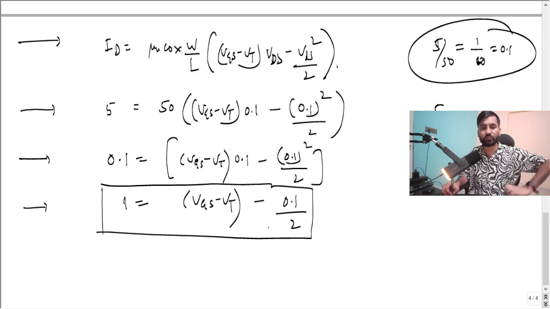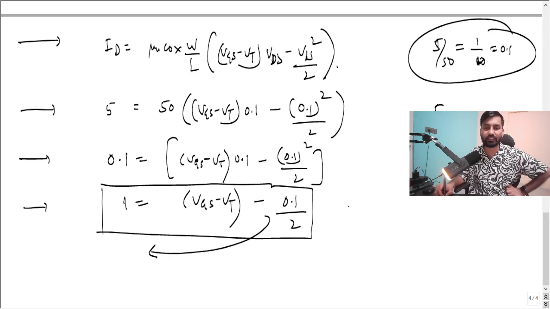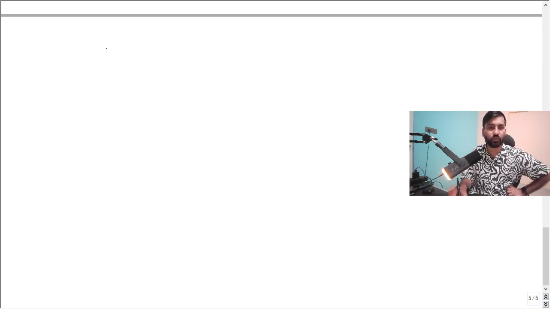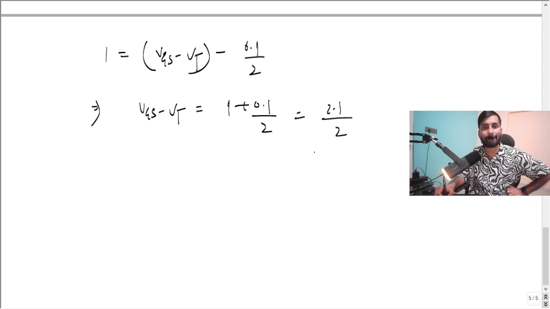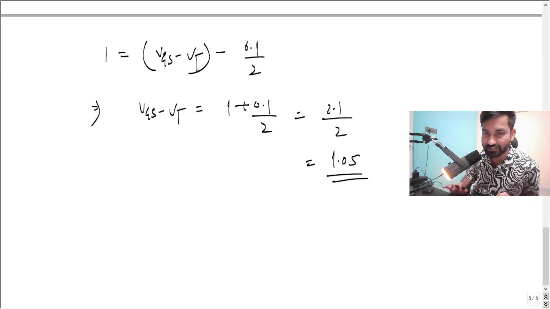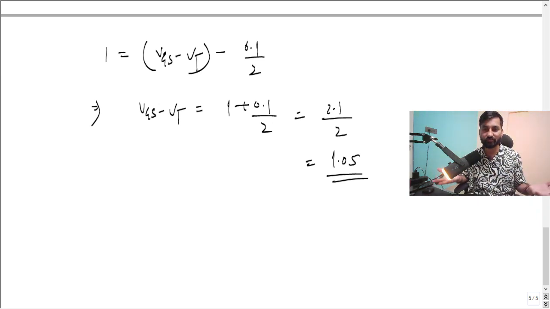Now the next step is going to be what? You have to take this guy to this side, and then you can move to the next. So 1 equal to VGS minus Vt minus 0.1 by 2. You take this guy to this side, so you can say VGS minus Vt equal to 1 plus 0.1 by 2, which is nothing but 2.1 by 2. Now you will get 1.05. You can just divide this, you will get VGS minus Vt as 1.05.